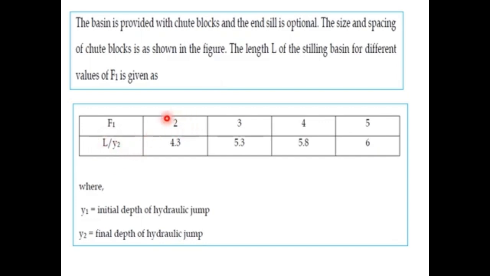If the Froude number is 2, then the length can be 4.3 times the final depth of the hydraulic jump. If the Froude number is 3, then it is 5.3 times the final depth of the hydraulic jump. If the Froude number is around 4, then it is around 5.8 times the final depth. Likewise, if the Froude number is around 5, then it is 6 times y2. That will decide the length of the stilling basin.